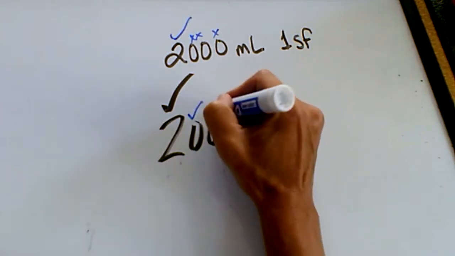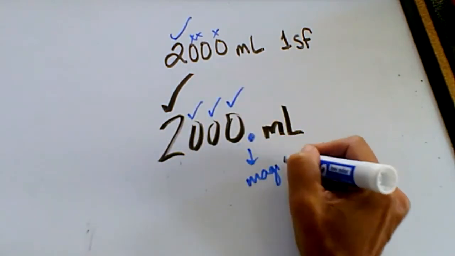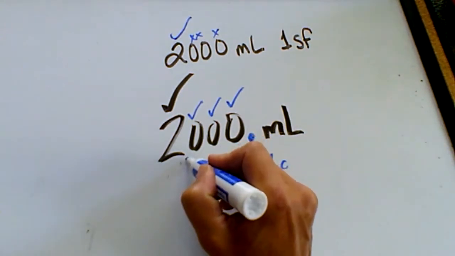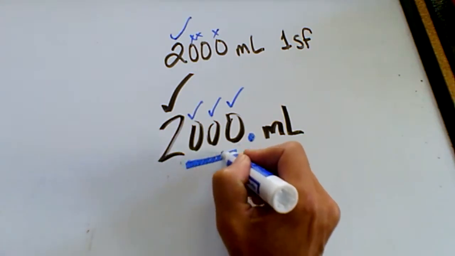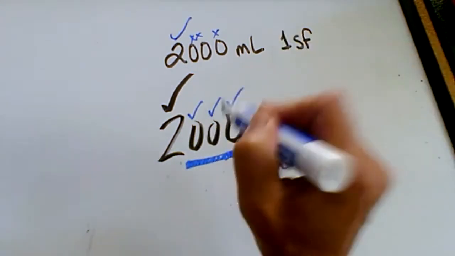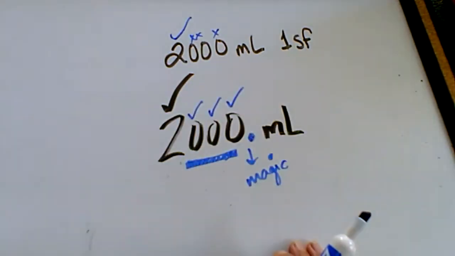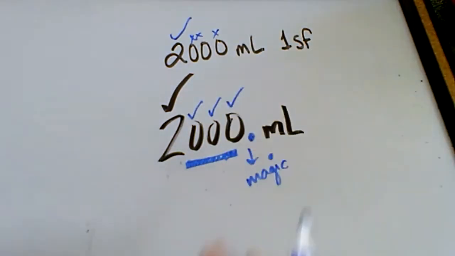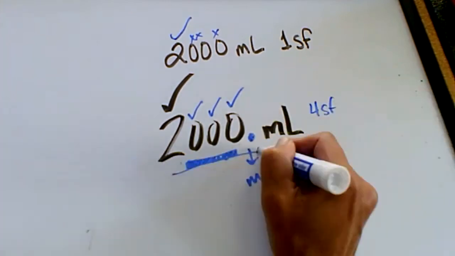Well, that decimal point is magic. It is communicating to you that whoever put it there, these zeros are here with significance. They are measured to be 0, 0, 0. They're not just there to make the number big. They are measured to be zeros, okay? So I now have 4 sig figs. This is much better than this.